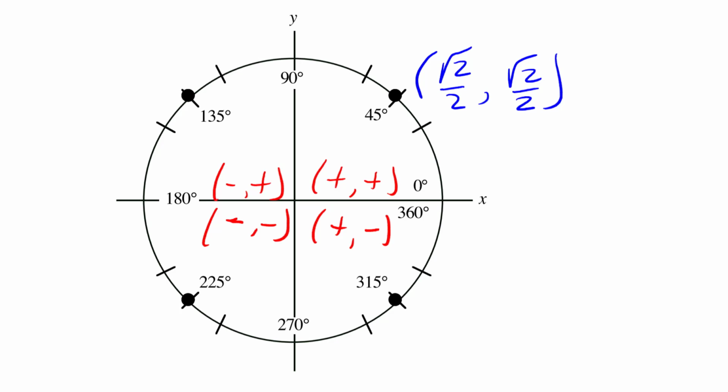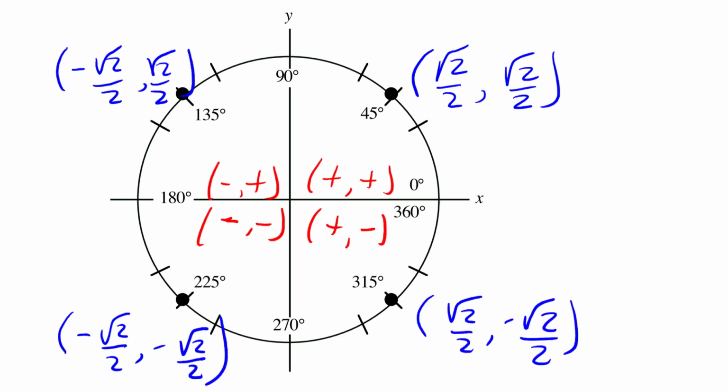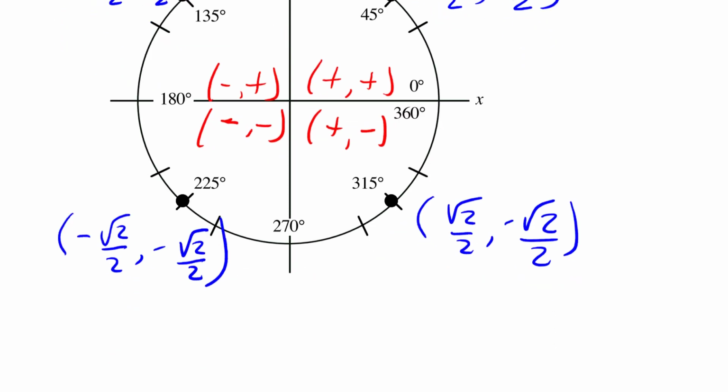Again, considering positives and negatives in different quadrants. Same idea as we saw with 30 degrees and 60 degrees. If you need to pause this video to watch it a little more slowly, it's a good idea to do so.